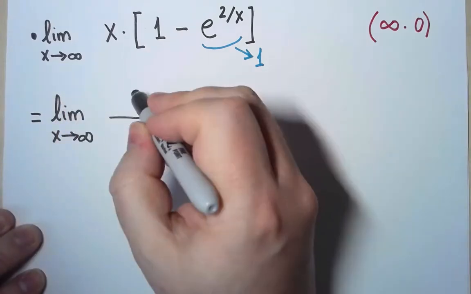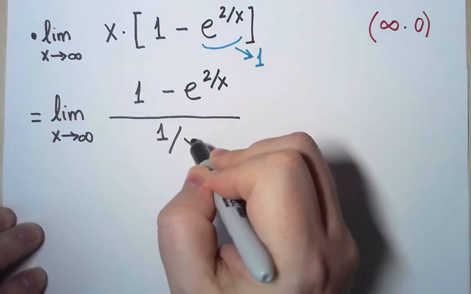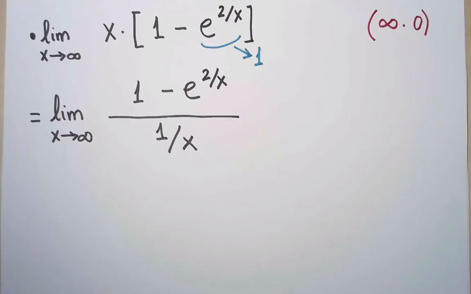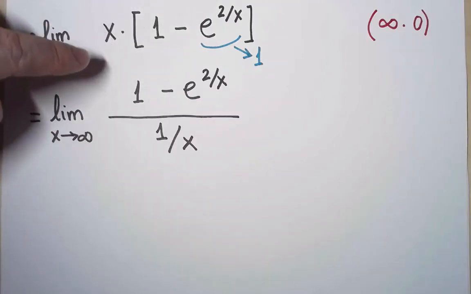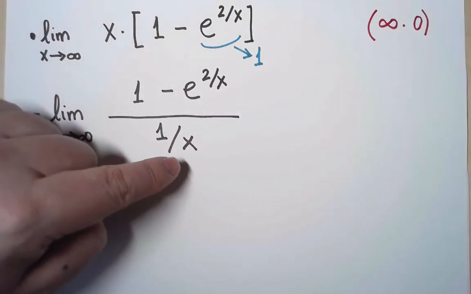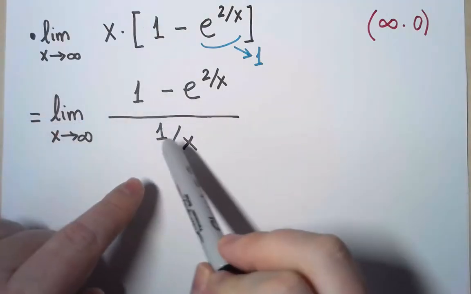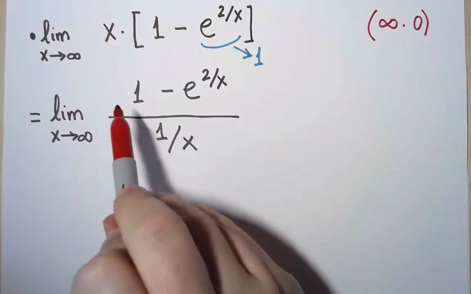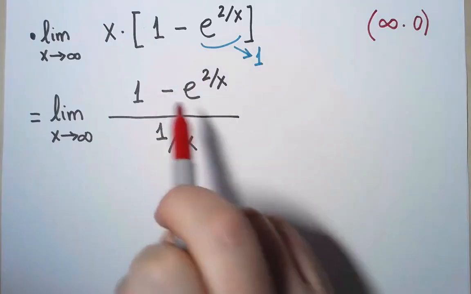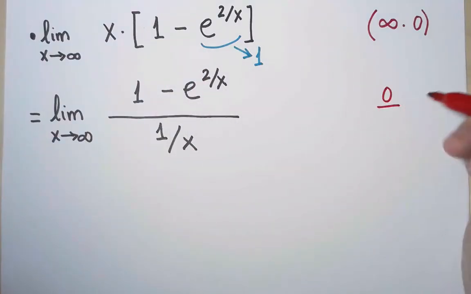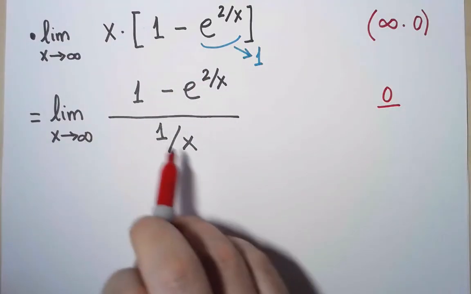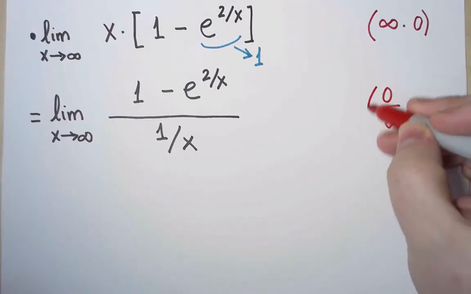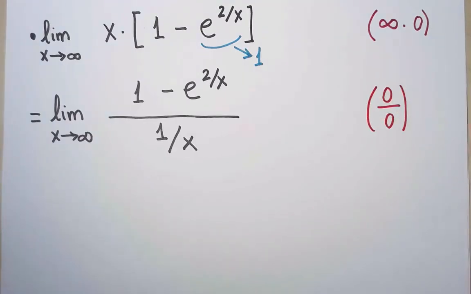Luckily, I can rewrite this as a quotient. What I did here is write x as 1 over (1 over x). If you simplify this nested fraction, you get back what I started with. Now that it is a quotient, let's see what type of indeterminate form. The numerator, as we said before, has limit 0. And the denominator, when x approaches infinity, has limit 0. Great! So it is a limit indeterminate form of the type 0 over 0, when I can use L'Hopital.